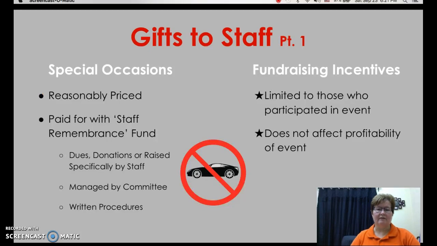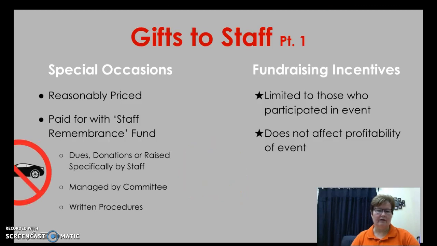Gifts to staff, there are basically three categories. The first one is special occasions, such as the birth of a child or a wedding. And they need to be reasonably priced. So no matter how good your teacher is, they cannot have that new car.